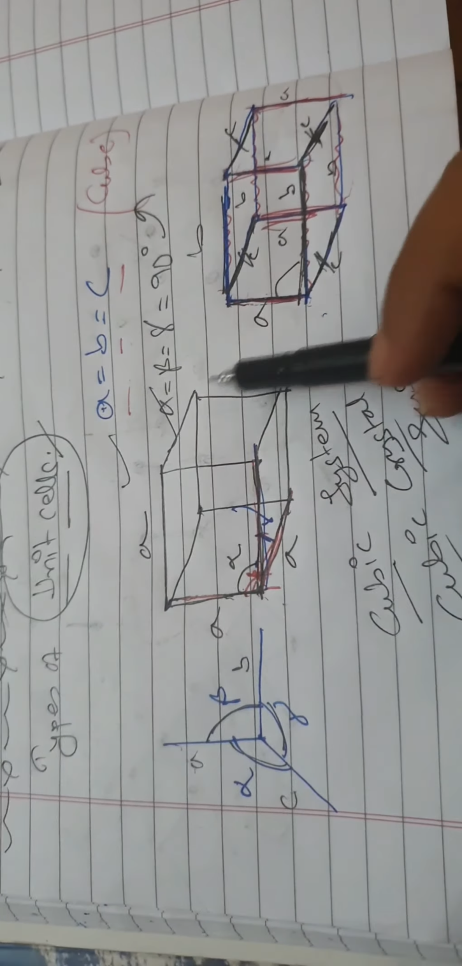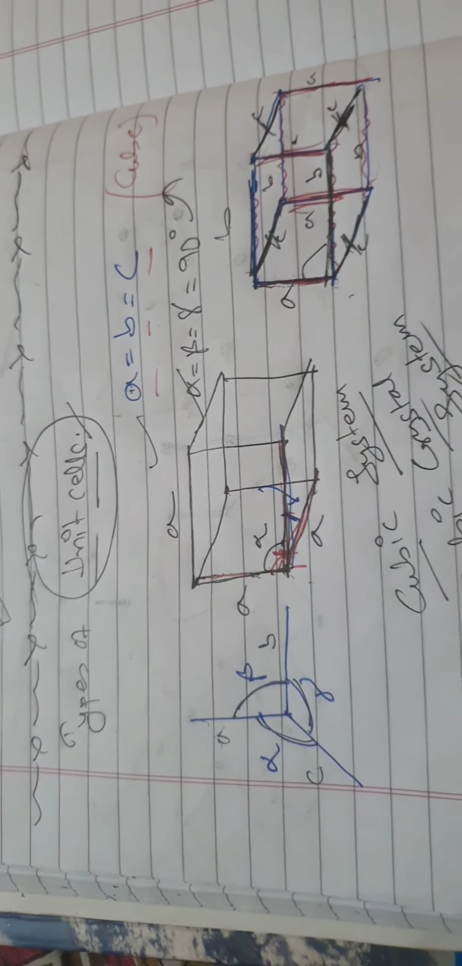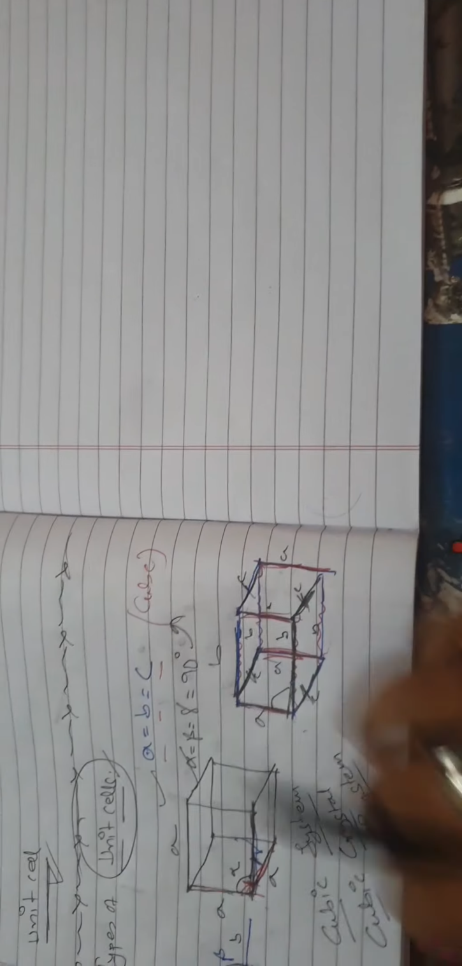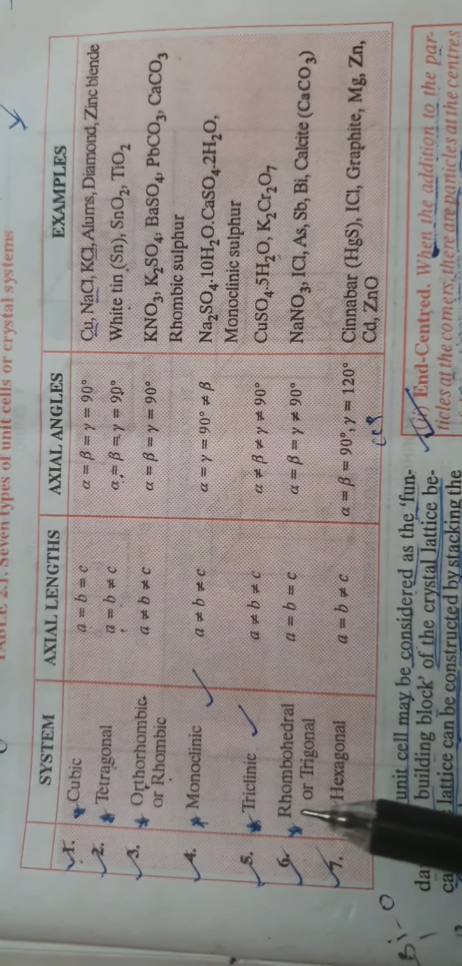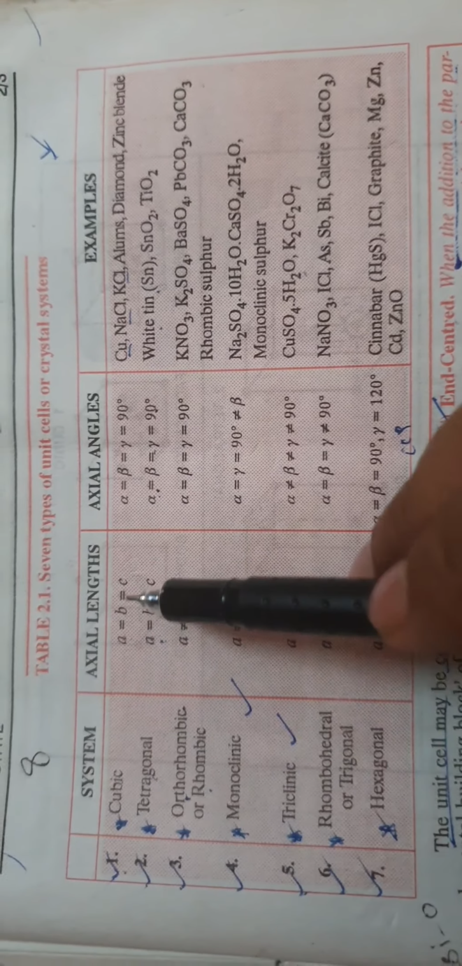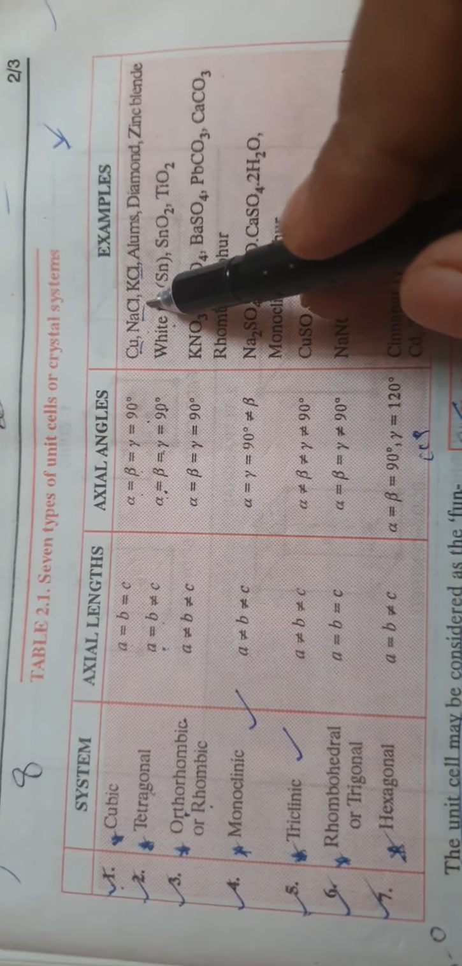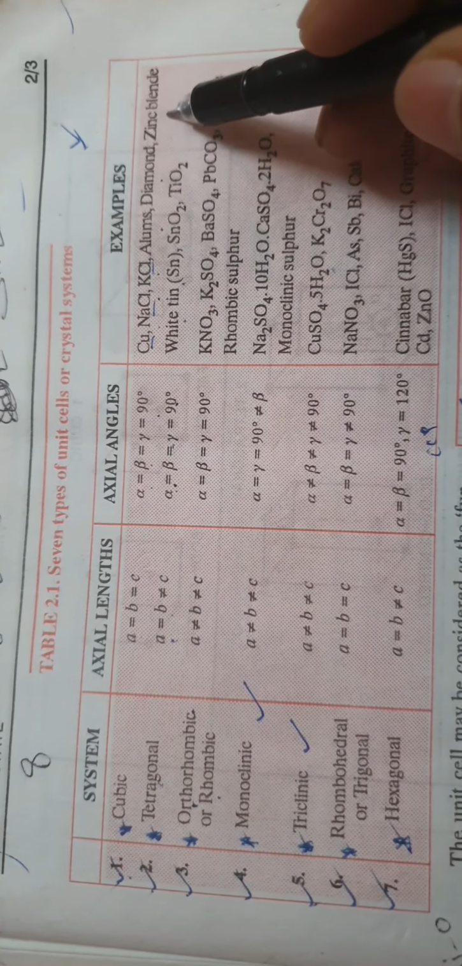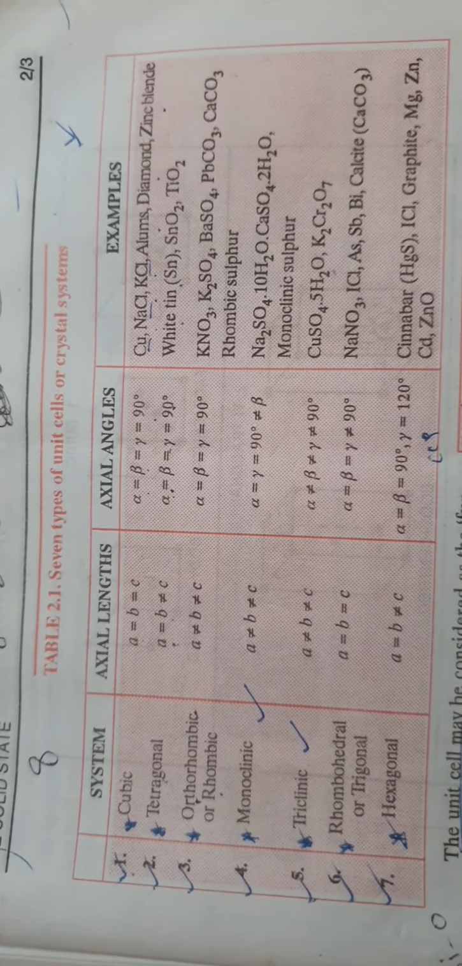Now based on these dimensions, I will tell you the types of the unit cells. Let us have a look over it. These are the examples. You can take a screenshot of all these also. I will explain this also. So in the cubic system, what happens? A equals B equals C, and alpha equals beta equals gamma equals 90 degrees. You find this type of unit cell in copper, NaCl, KCl, alum, diamond, zinc blende. So these are the examples.